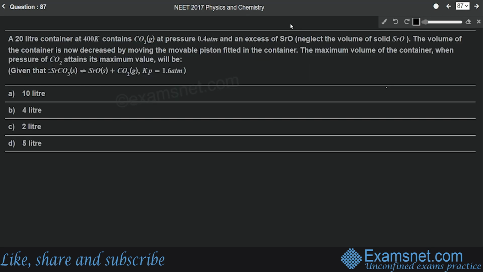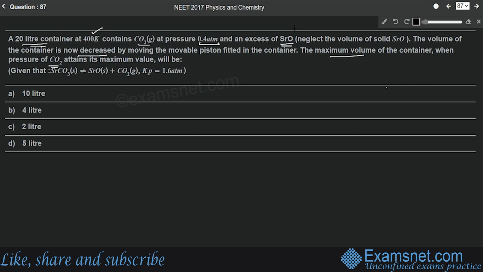Question number 87 is from chemical equilibrium, and the question is, a 20-liter container at 400 Kelvin contains gaseous carbon dioxide at pressure 0.4 atmosphere and an excess of strontium oxide. The volume of the container is now decreased by moving the movable piston fitted in the container. The maximum volume of the container when pressure of carbon dioxide attains its maximum value will be.